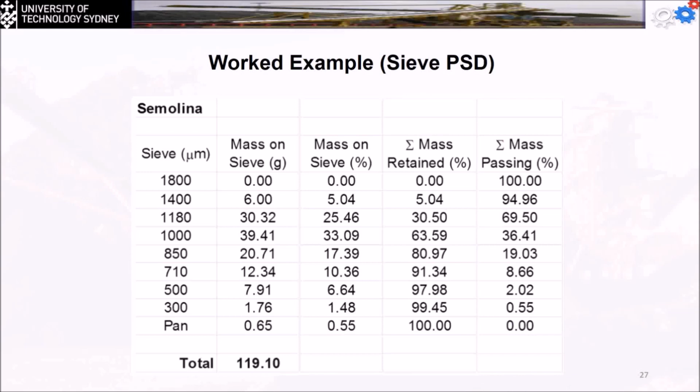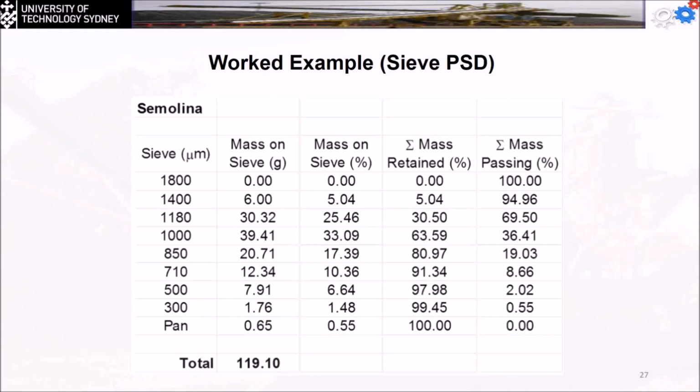And I finish the other rows of the column of the table. This is the percentage of the mass retained, 5%. This one is 30.5, which is the 5.04 plus 25.46. And I'm going to add everything. I'm going to have at the end 100%. The mass passing from this one is 100%. Everything passed the first one, and only 0.55% passed the last one. Of course, nothing passed the pan because the pan doesn't have holes.